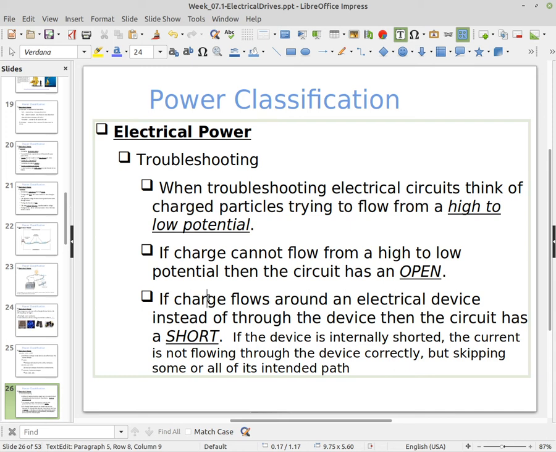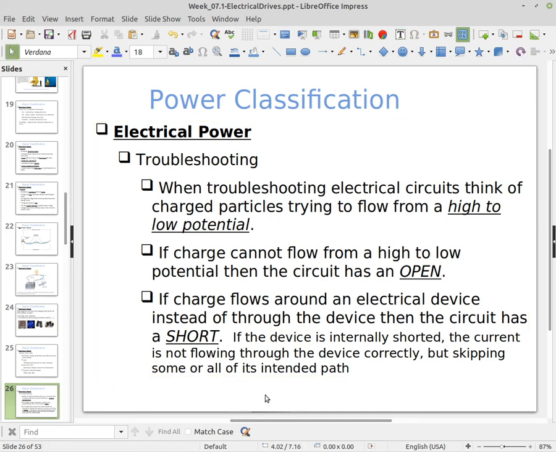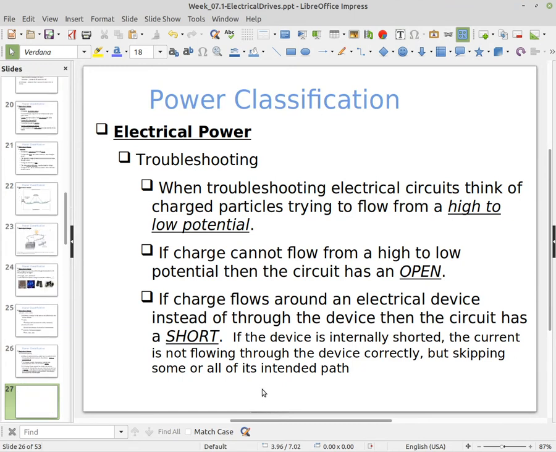On the other hand, if the charge flows around the device we want it to go to and produce the work, if it's bypassing that, we refer to that as a short. So if you have a short circuit, you're basically bypassing all, or sometimes just part of the intended path. So you end up getting a high current flow, but it's not flowing through the device like you want it to, so you're not getting the energy where you desire that energy.